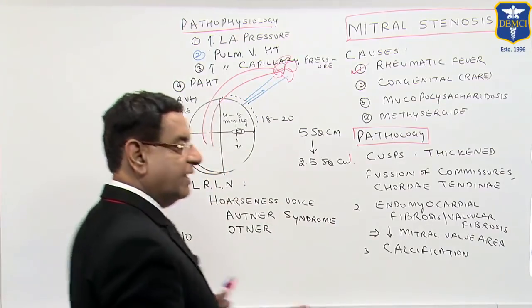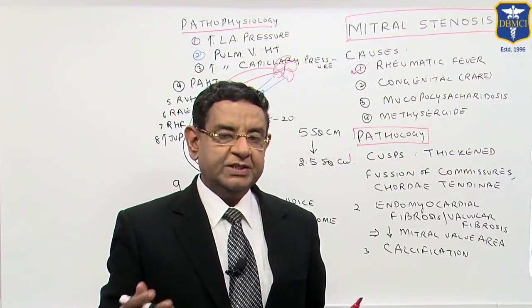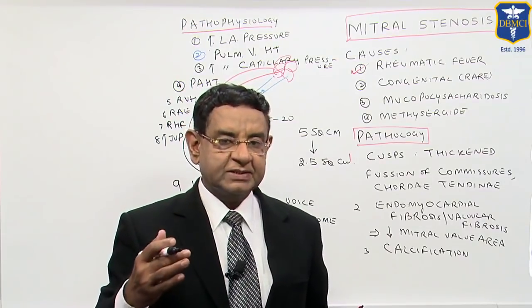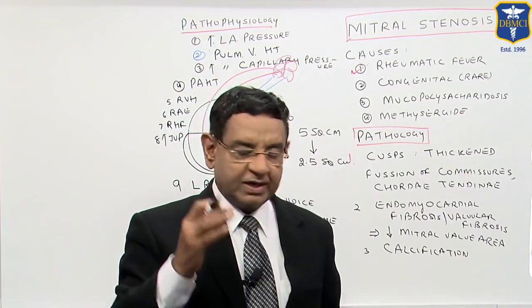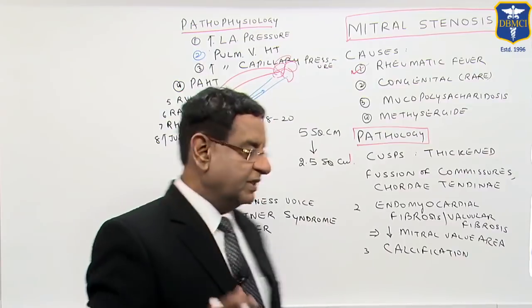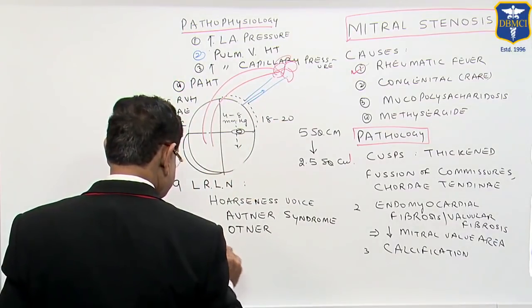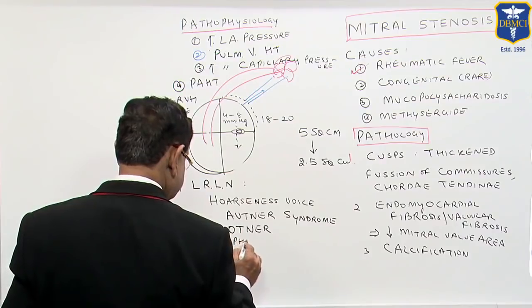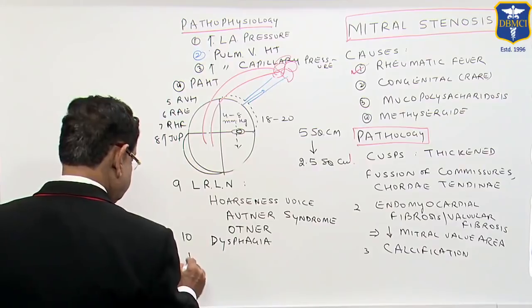Just behind the LA also goes the esophagus. An enlarged left atrium will compress the esophagus, which leads to dysphagia. Again, this is due to pressure effect.